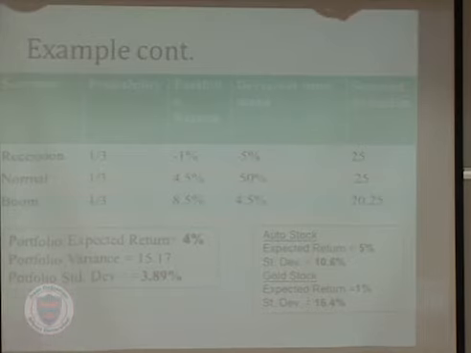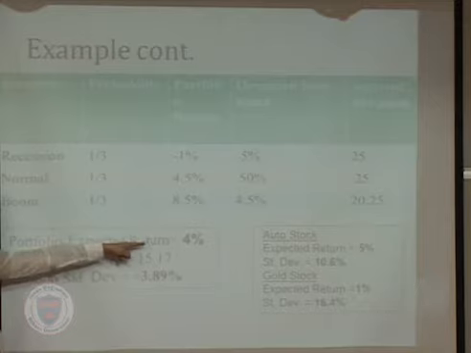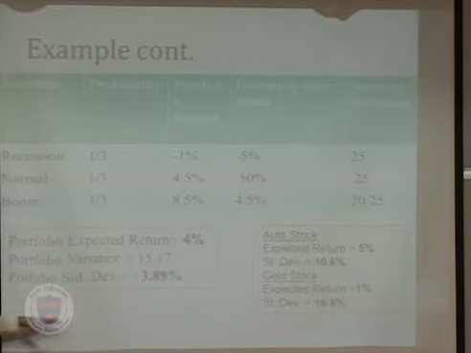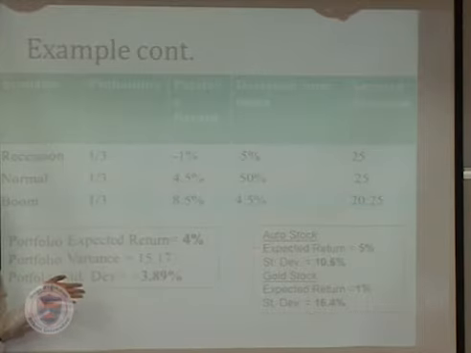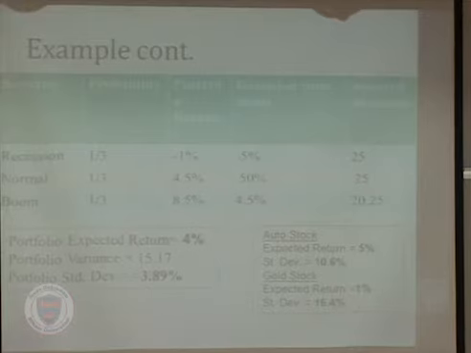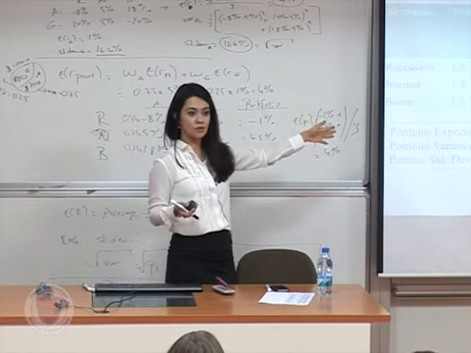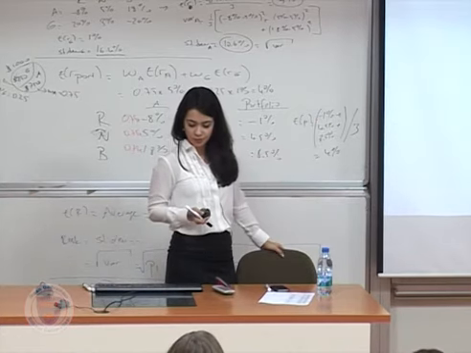Now I have a portfolio, not individual stocks. And from this portfolio, my expected return is 4%, almost as good as automobile stock, way better than gold stock. But look at the risk. You reduce the riskiness of your portfolio from 11% to 4%. So this is diversification. Adding more stocks to your portfolio will create diversification for you, and it can decrease the riskiness of your portfolio, which is a good thing. Almost the same return with less risk.